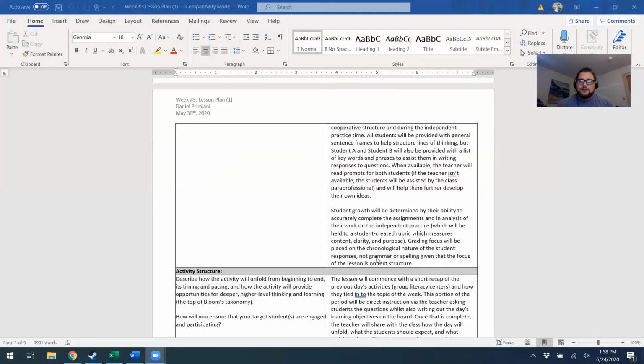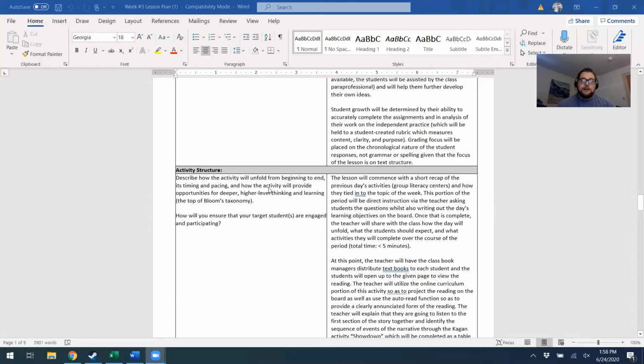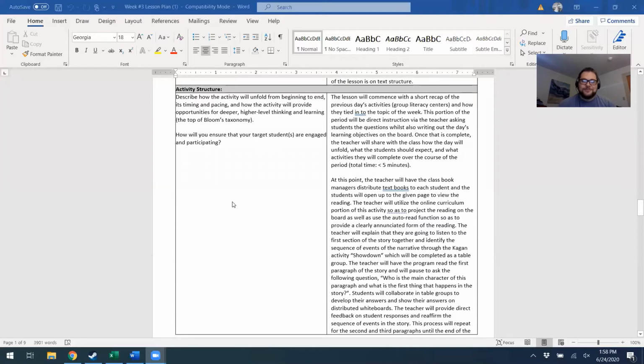Grading focus will be placed on the chronological nature of the student responses, not necessarily the grammar or spelling, given that the focus of the lesson is on text structure. So, when grading and taking a look at student written responses, yes, you care about spelling and grammar, but this isn't about spelling and grammar. This lesson is about sequencing. It's about the sequence of events. It's about order. You want to make sure that's what you're assessing, that you're focusing on that particular skill.